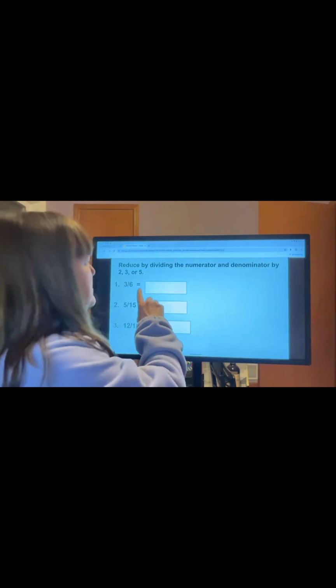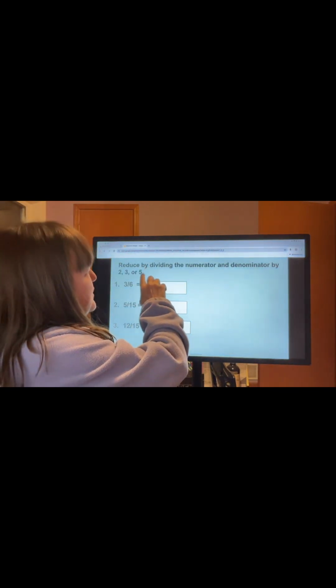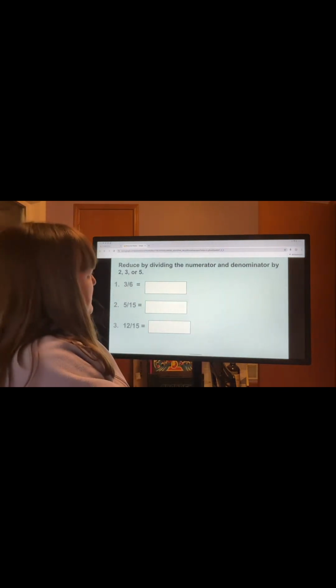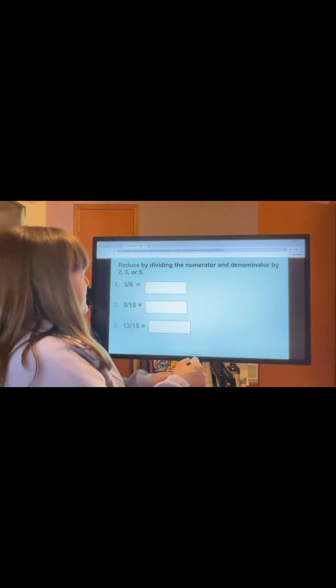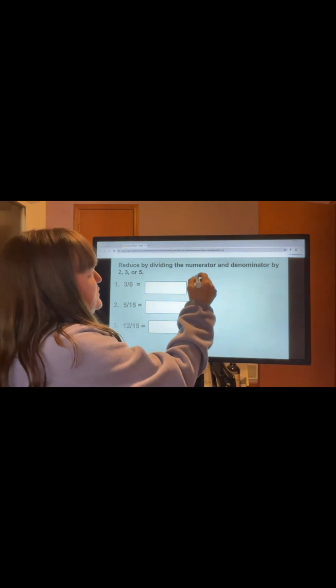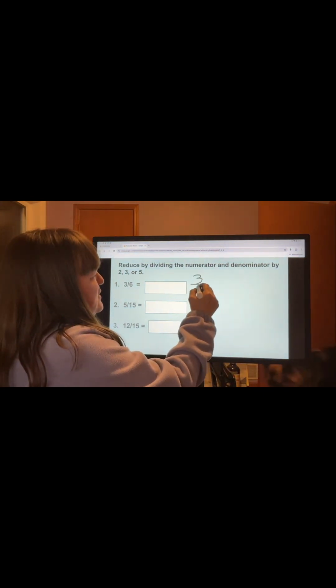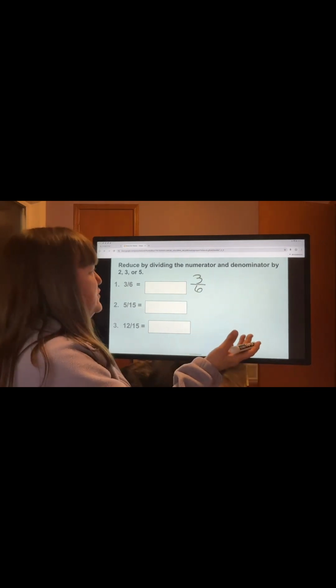Okay, we're going to start by reducing. Reduce by dividing the numerator and denominator by either 2, 3, or 5. So they tell you the numbers to reduce it by. And students always have a hard time trying to reduce, or if they should reduce.